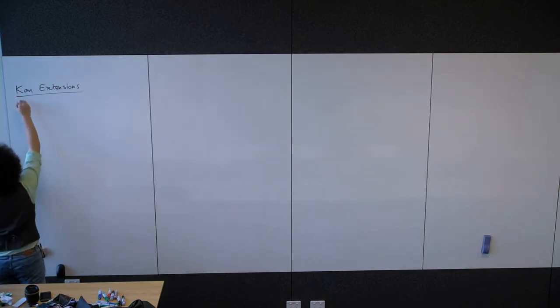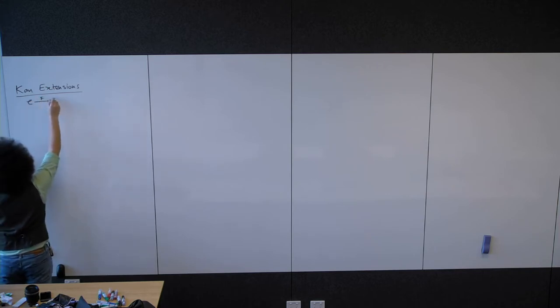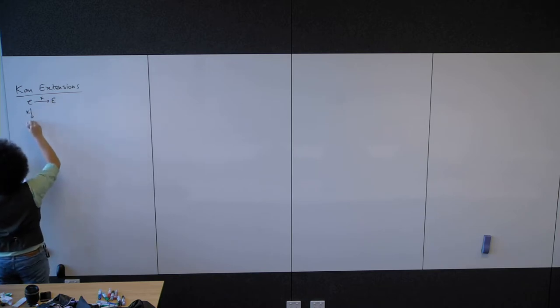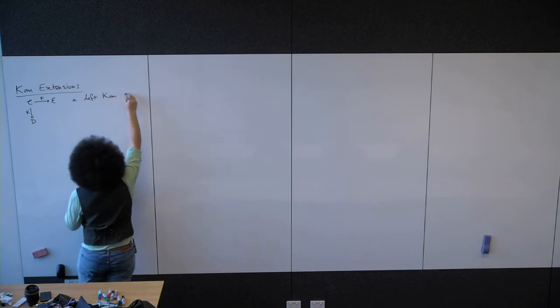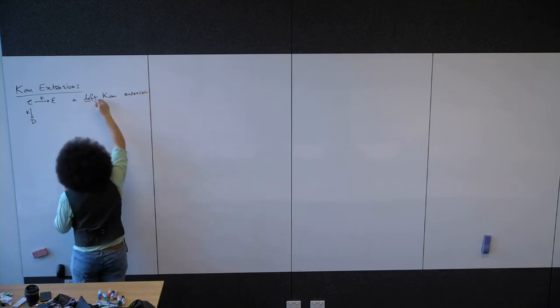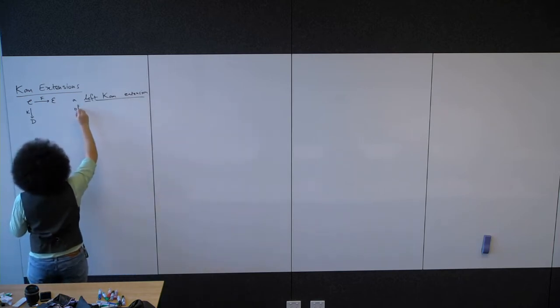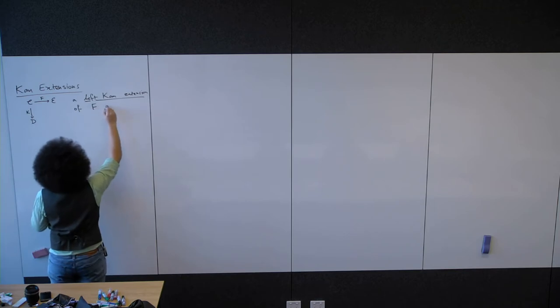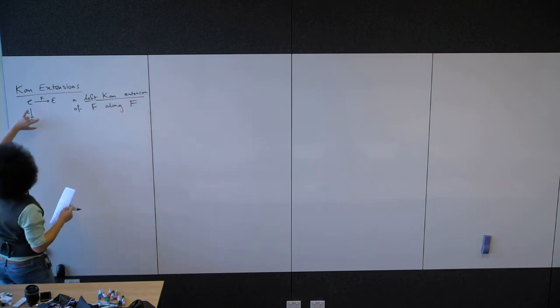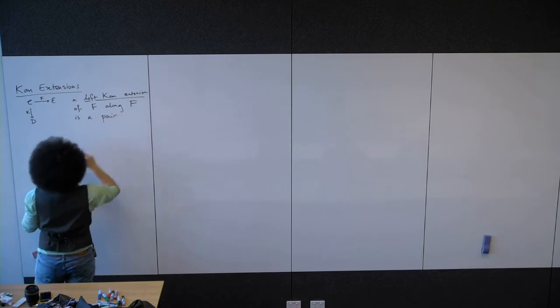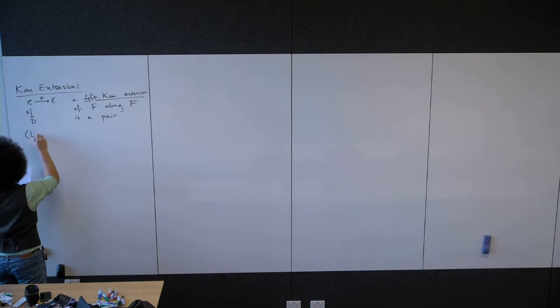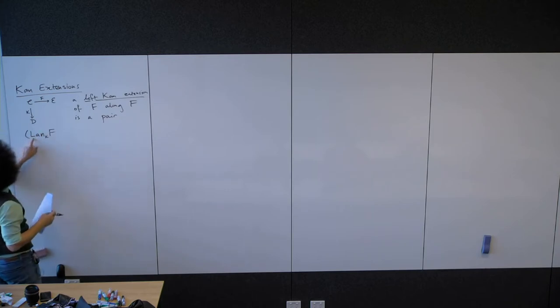So if we have some functors, how do I want to draw this? All right. If we have a functor F from C to E, and a functor K from C to D, a left Kan extension of F along K, so we're extending this functor along this functor, is a pair which we'll call Lan_K F. So this is the left Kan extension along K.